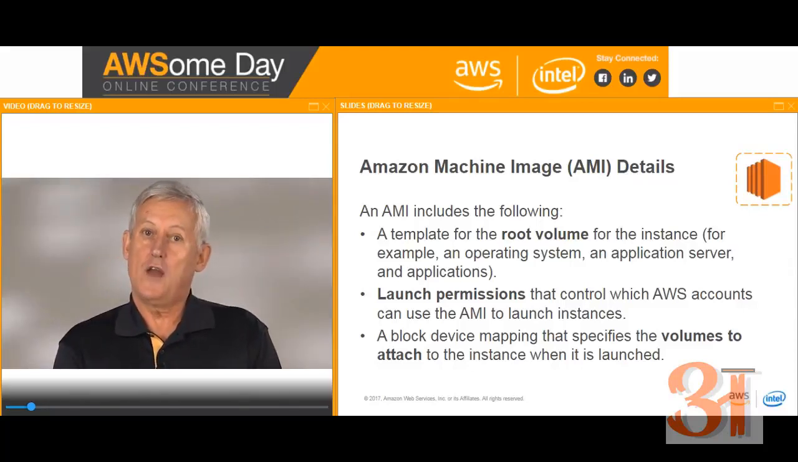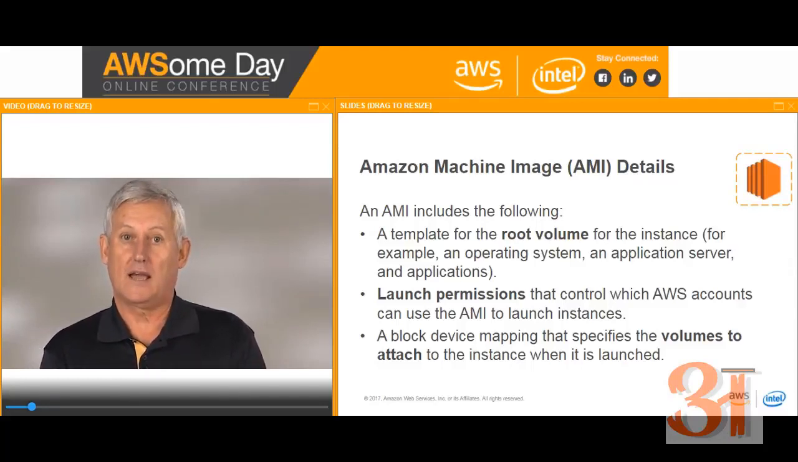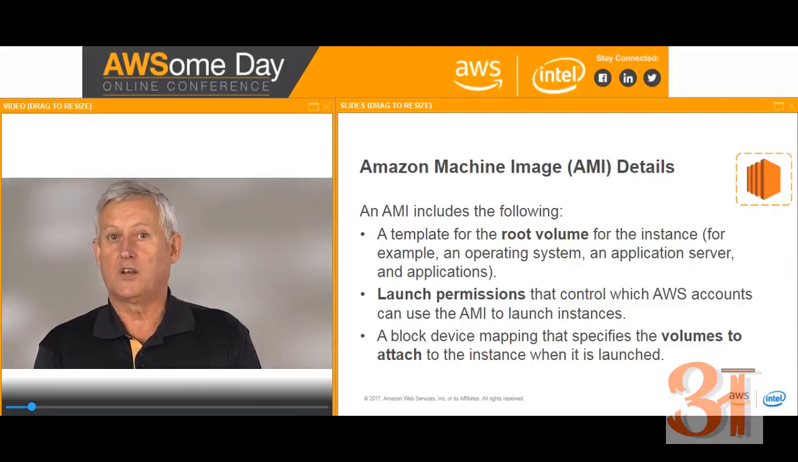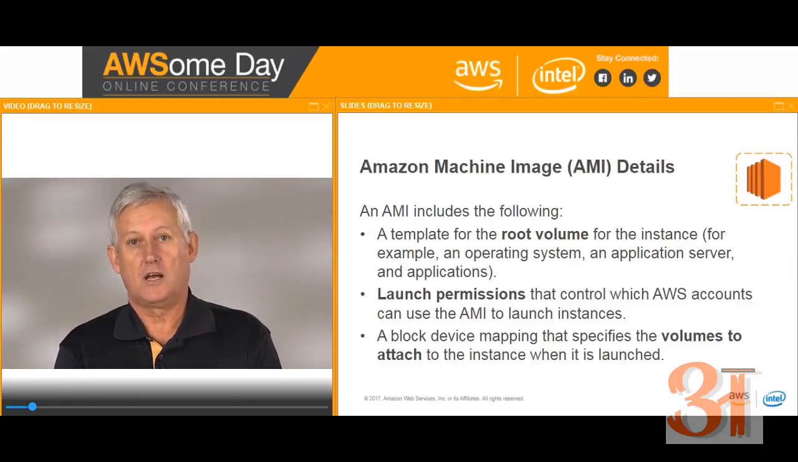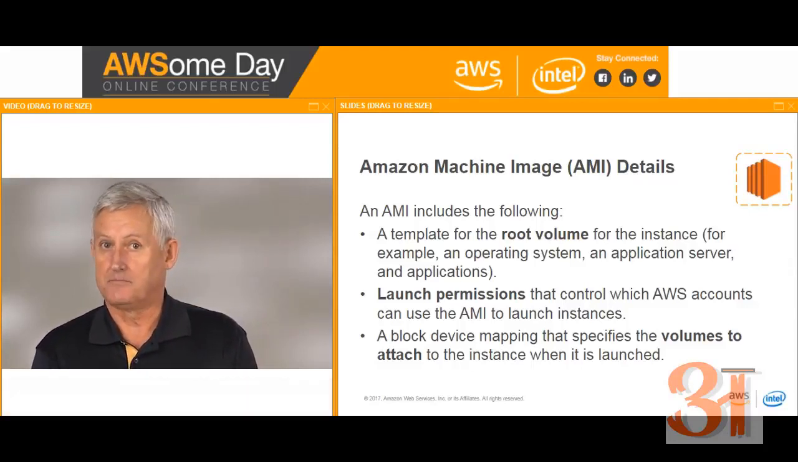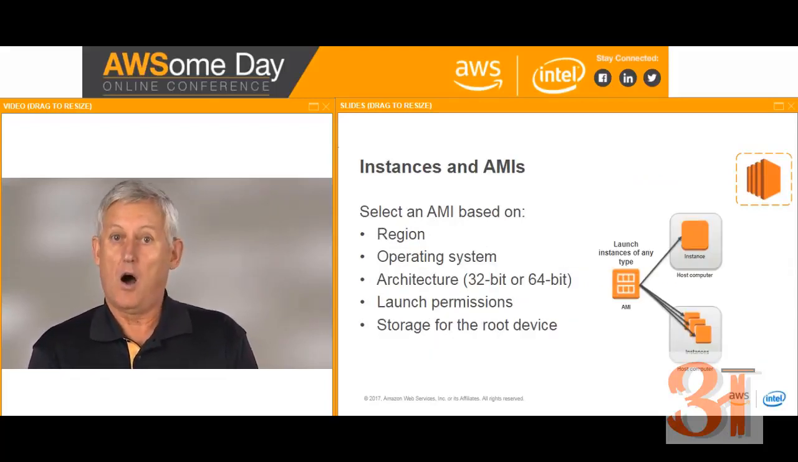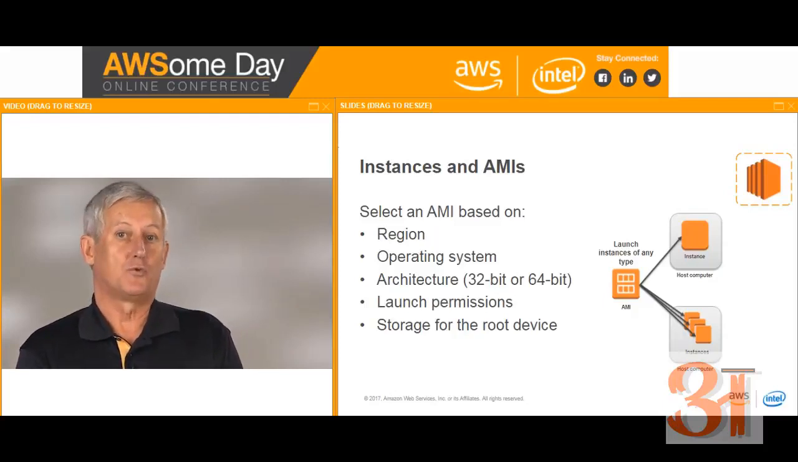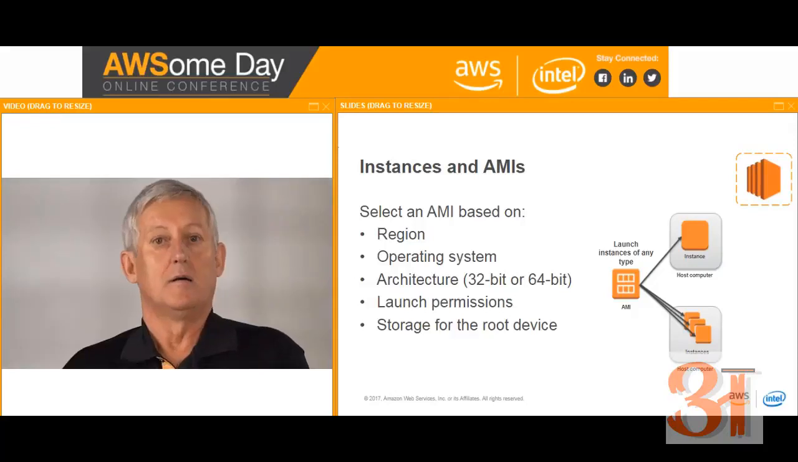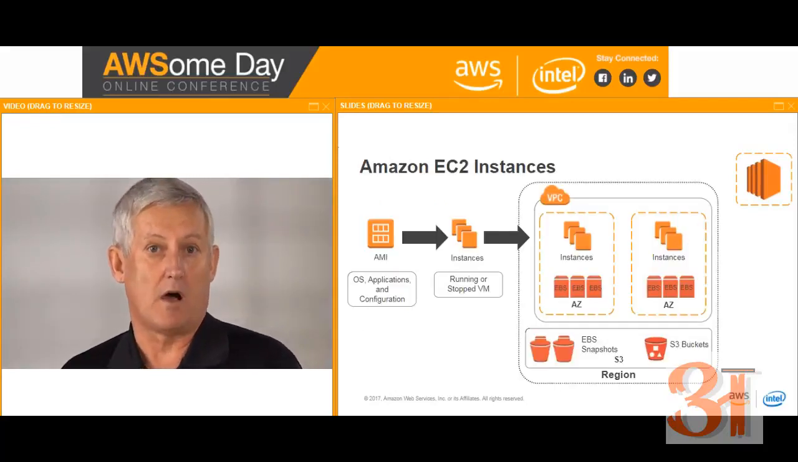You can create your own AMI by customizing the instance that you launch from a public AMI and then saving the configuration as a custom AMI for your own use. You can also buy, share, and sell AMIs. You select an AMI based on region, operating system, architecture, launch permissions, and storage requirements for the root volume. Multiple instances of different types can be launched from a single AMI.